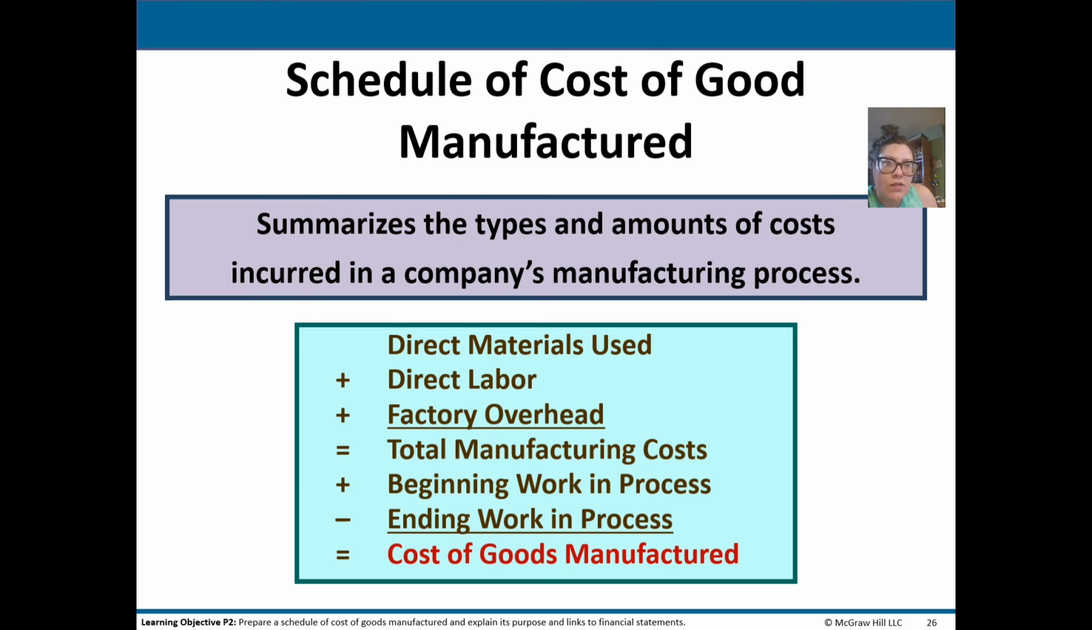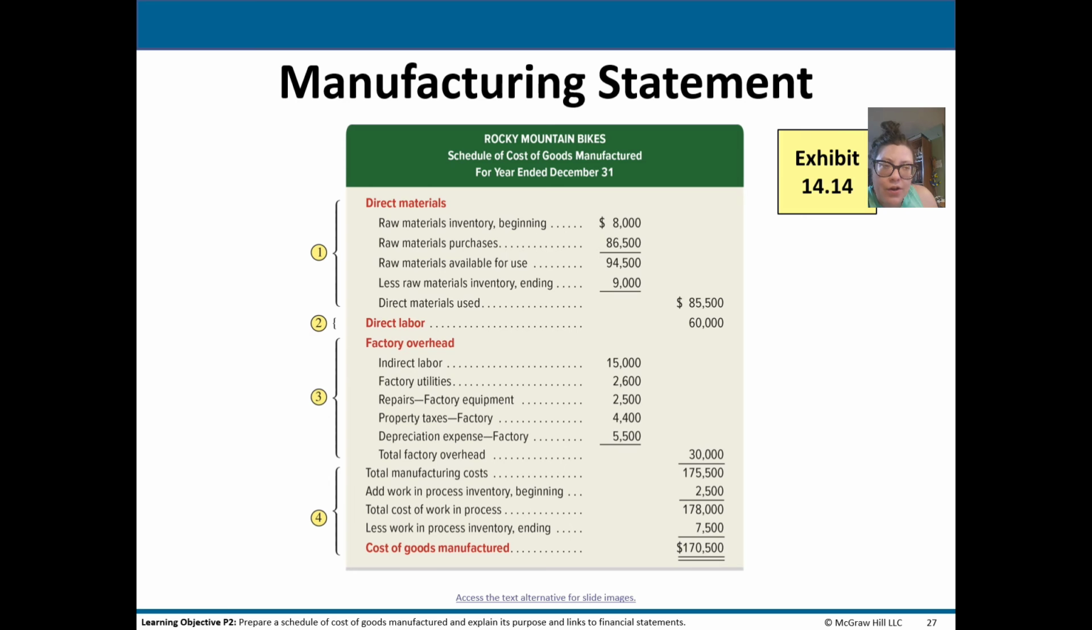The Schedule of Costs of Goods Manufactured is going to list the types and amounts of costs that are incurred in the manufacturing process. So this schedule is divided into 4 different parts: your direct materials, your direct labor, factory overhead, and the computation of cost of goods manufactured. So number 1, compute the direct materials used.